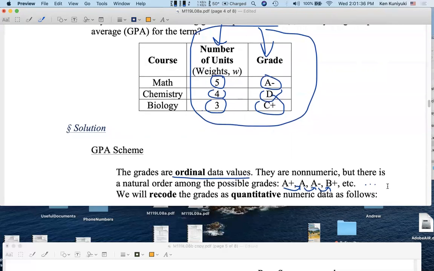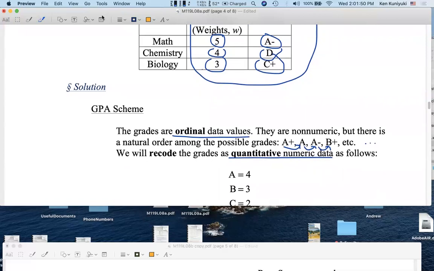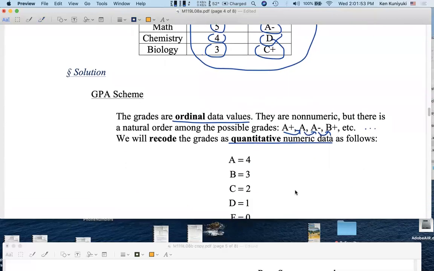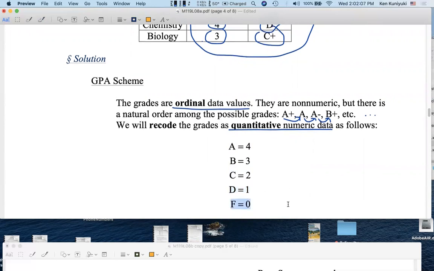Now again, we're going to recode these grades numerically as sort of quantitative numeric data, although it's debatable whether or not these are fully quantitative. They will at least be numeric. Now, the standard is that we say that an A is worth 4 grade points, a B is worth 3 grade points, a C is worth 2 grade points, a D is worth 1 grade point. Sometimes D's can matter. An F is worth 0 grade points. And in some settings, a D might even be passing. But normally, A's, B's, and C's will be considered passing.